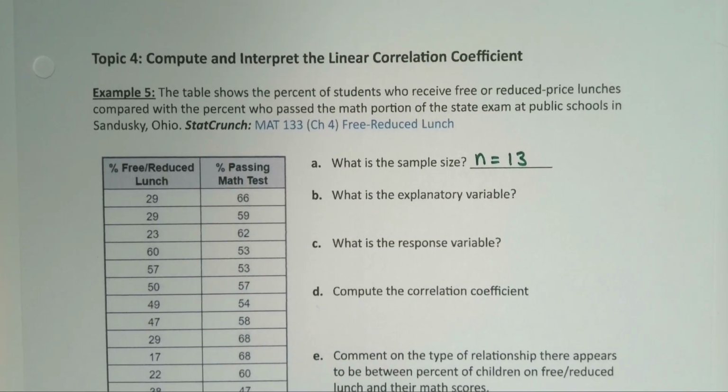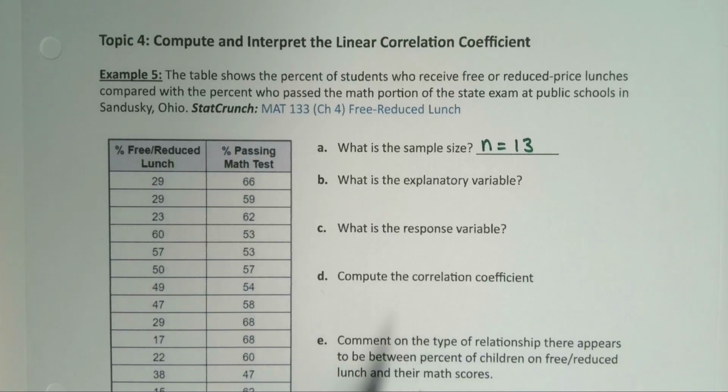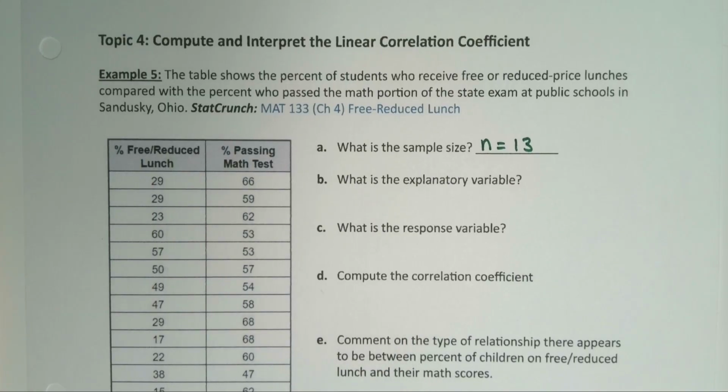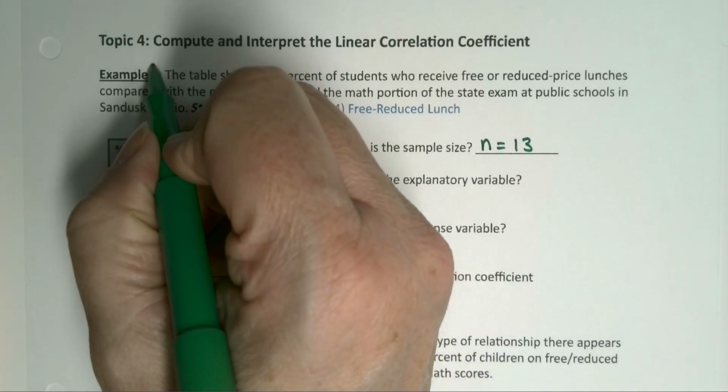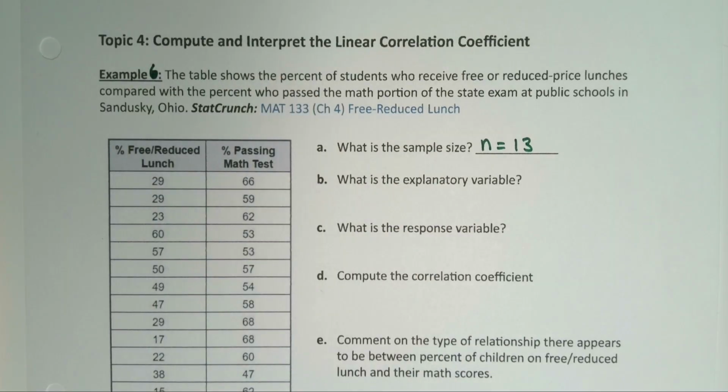And we could also get that number from StatCrunch when we go to find the correlation coefficient, but we'll see that in a minute. Oh, and this is misnumbered. I'll have to fix that numbering for later.